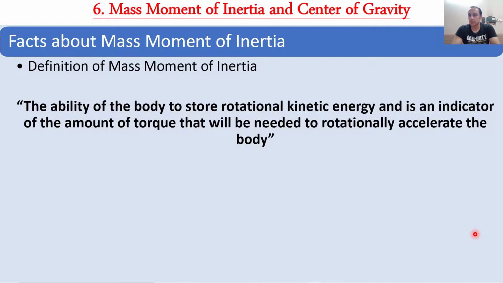So after understanding those passages, we devised a definition of mass moment of inertia, and that is the ability of the body to store rotational kinetic energy and is an indicator of the amount of torque that will be needed to rotationally accelerate the body. Okay, the amount of kinetic energy which you need to lift the hammer.